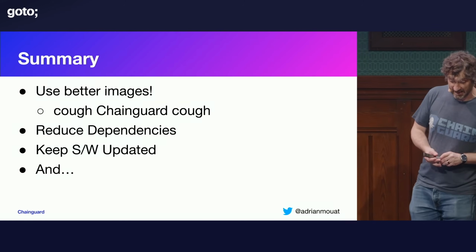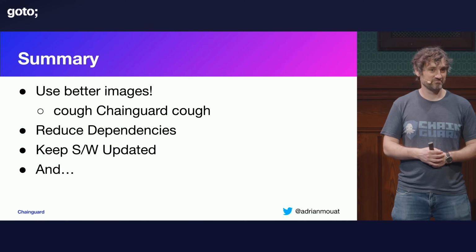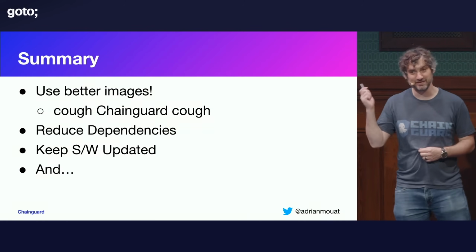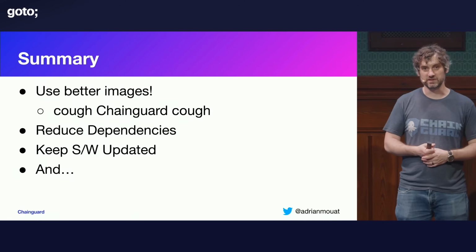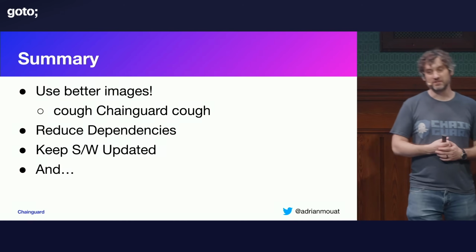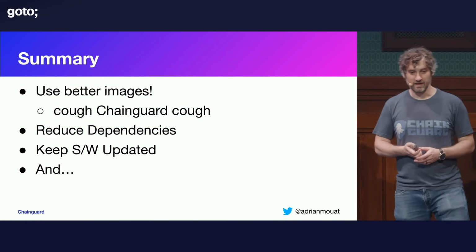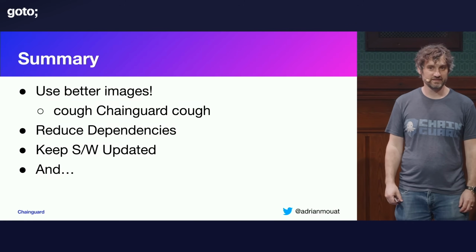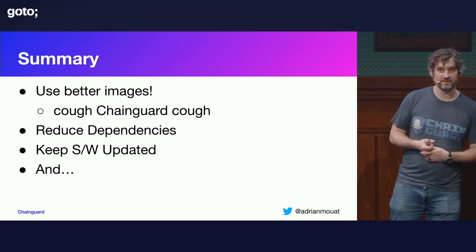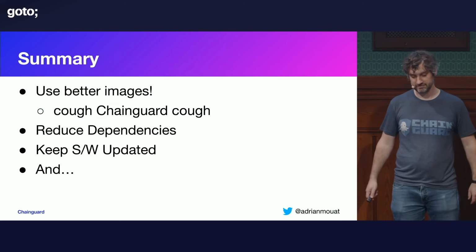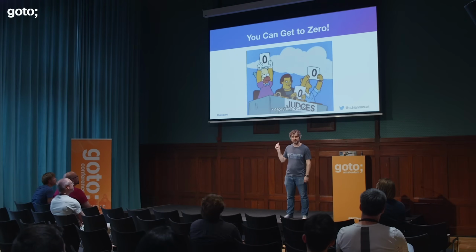Okay, so that's pretty much what I want to talk about. The big summary is use better images, and you can totally go and look at the Chainguard ones, but also even just using Alpine or a smaller base image will get you a long way. Reduce your images' dependencies, be really aggressive about that. That will get you a long way as well. The hardest point, keep everything up to date. Run tests on everything and update everything. That is the difficult part, but that's what will prevent you getting hacked. And if you do all those things, you too can get to 0 vulnerabilities.